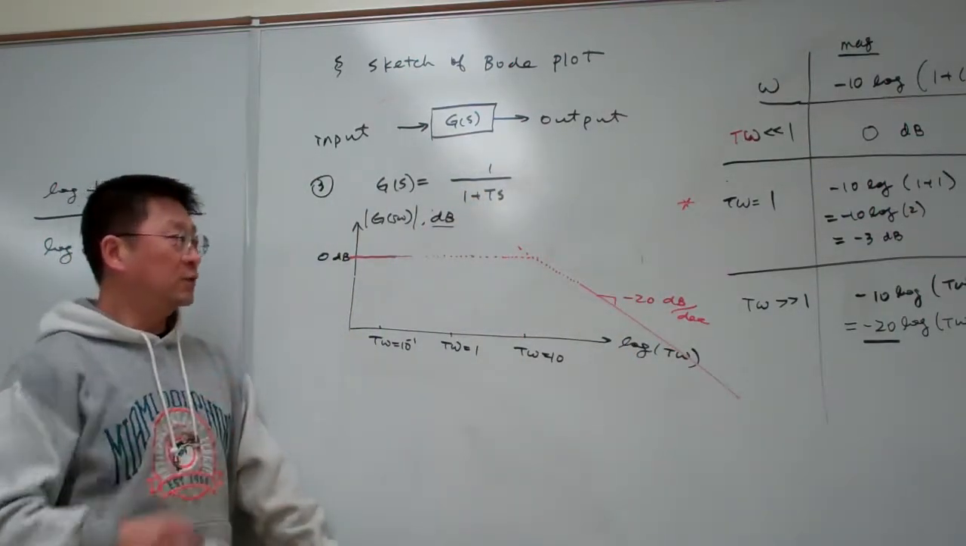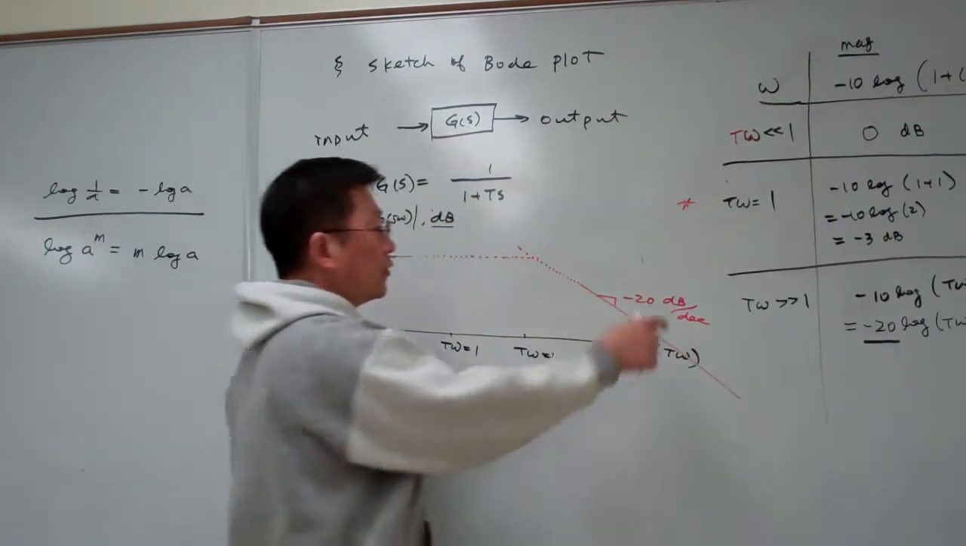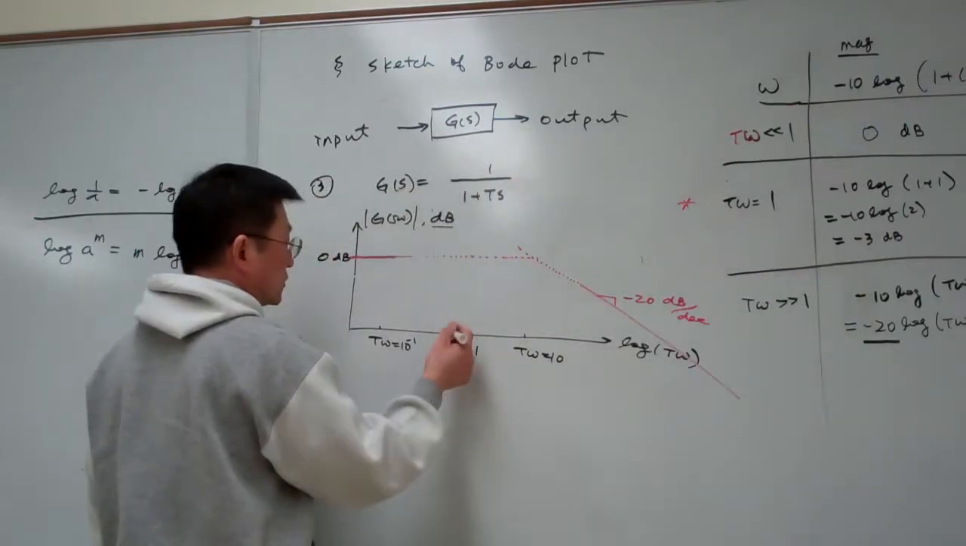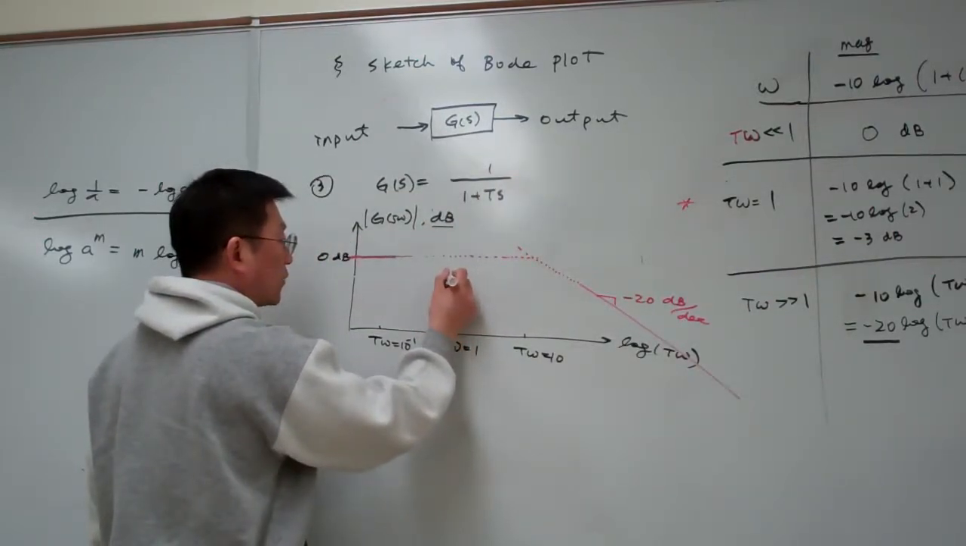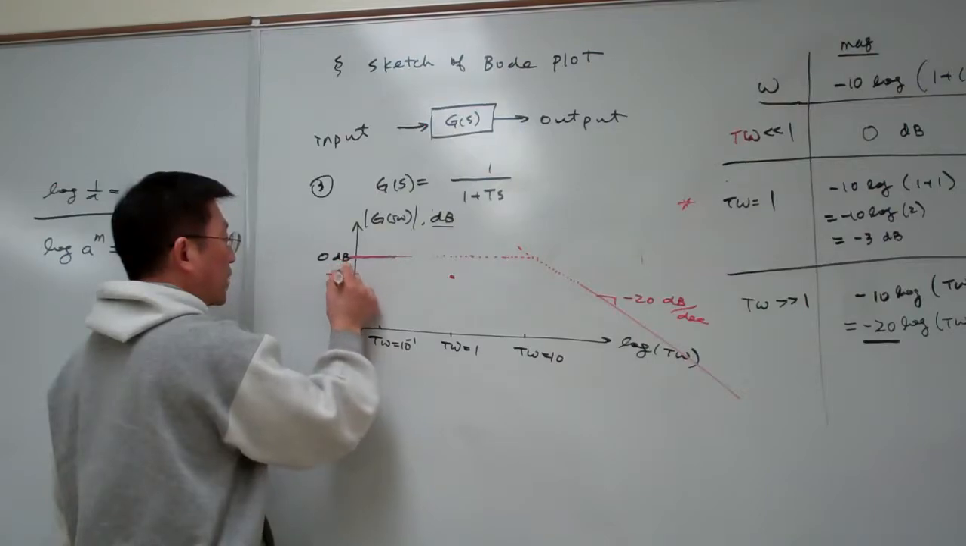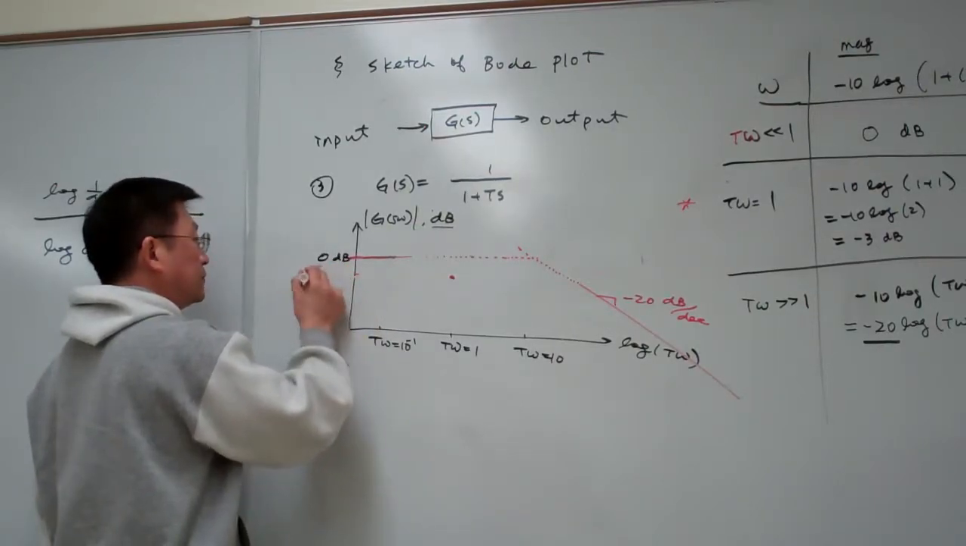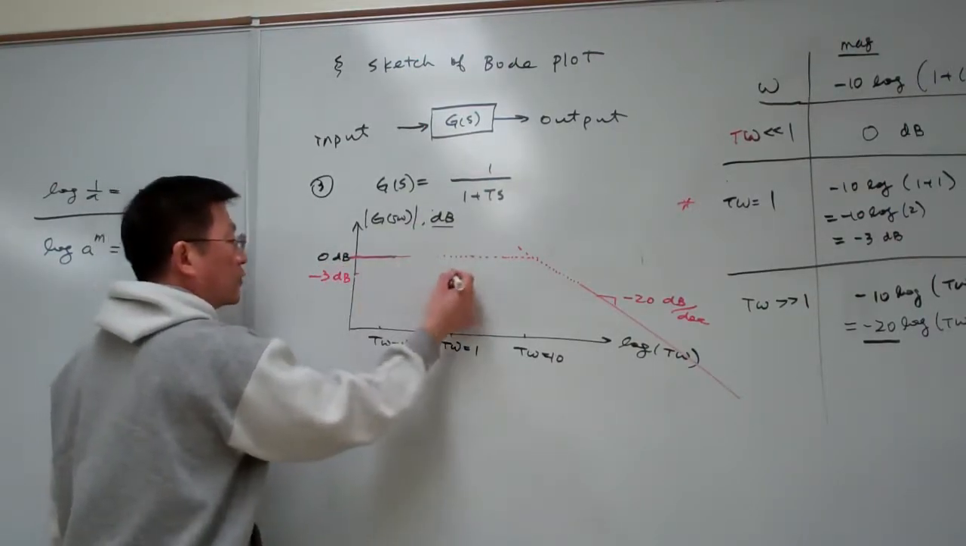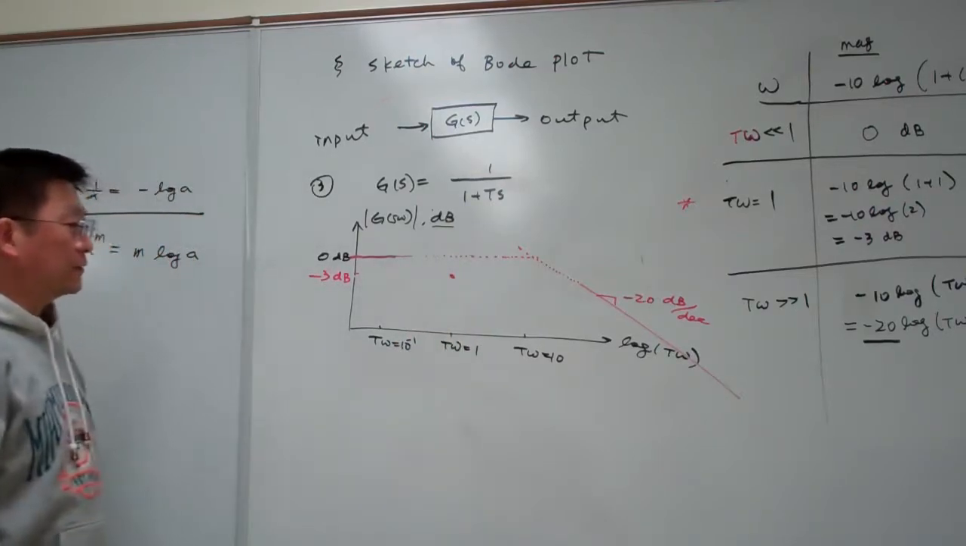For example, for this point, we know that number is minus 3 dB. So corresponding to here, we can label it. So this corresponds to minus 3 dB here. So we can label it here. Okay.